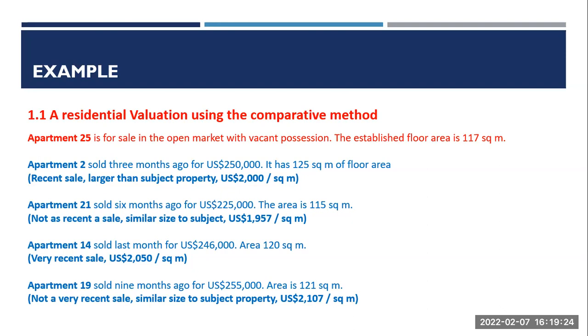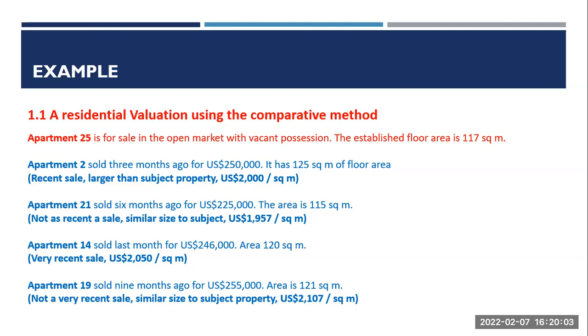Apartment 14, we were told it's 246,000, 120 square meters, and that's a little bit more. That's 2,050 dollars per square meter. Finally, apartment 19 sold 9 months ago for 255,000. This is quite a while ago. The area is 121 square meters. Not recent, similar in size, and that amounts to 2,107 US dollars per square meter. So that's actually the highest.